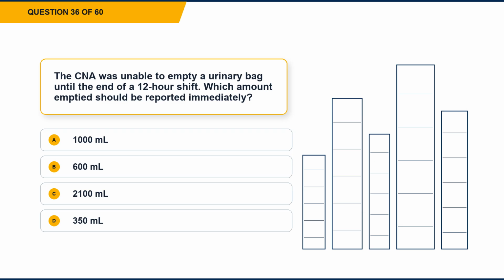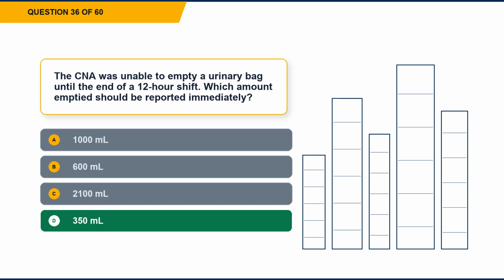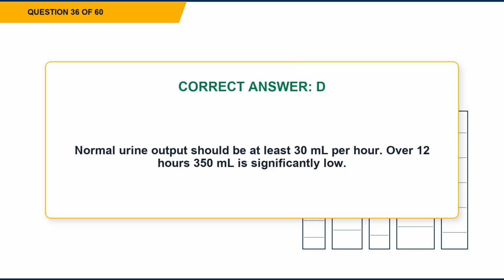Question 36. The CNA was unable to empty a urinary bag until the end of a 12-hour shift. Which amount emptied should be reported immediately? Option A, 1,000 milliliters. Option B, 600 milliliters. Option C, 2,100 milliliters. Option D, 350 milliliters. The correct answer is option D, 350 milliliters. Explanation: normal urine output should be at least 30 milliliters per hour. Over 12 hours, 350 milliliters is significantly low.